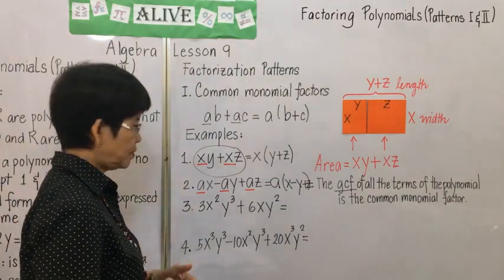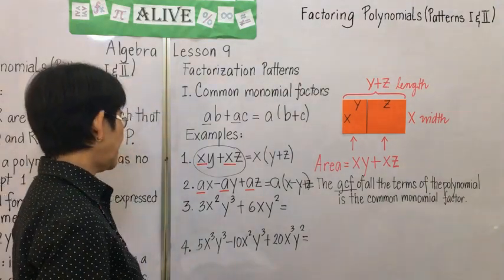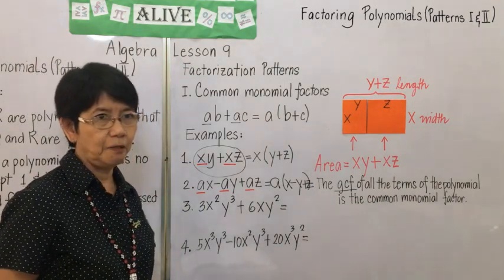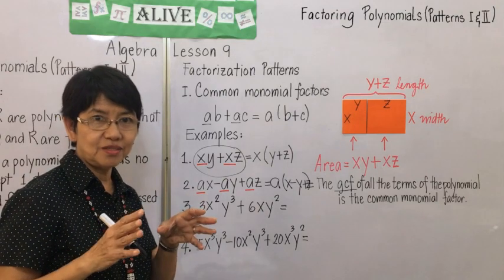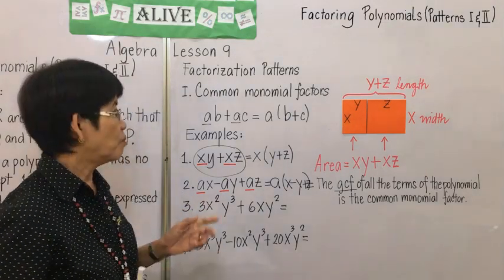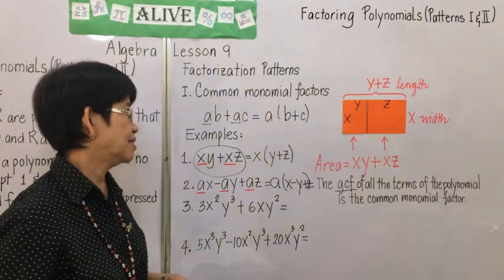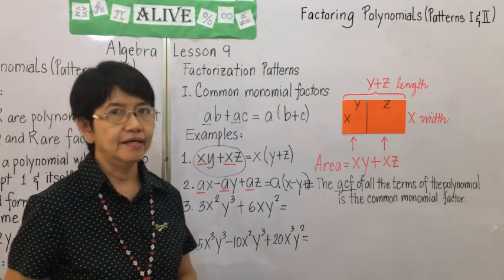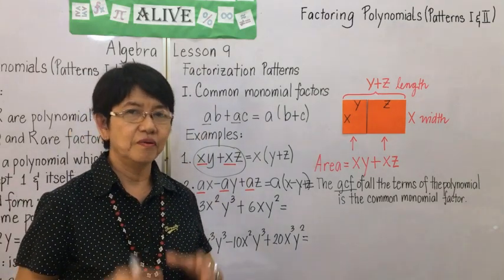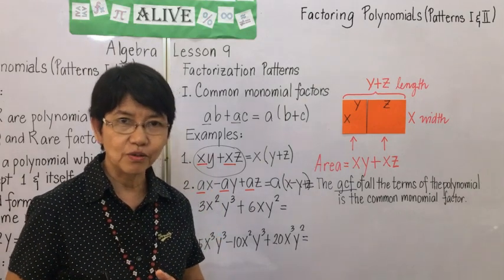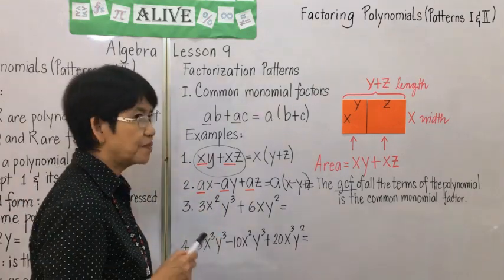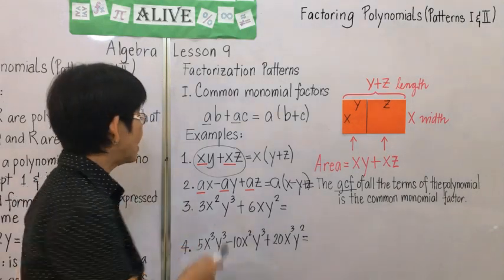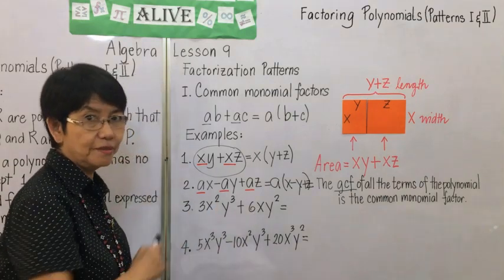Okay, in number 3, we have 3x squared y cubed plus 6x y squared. It is not easy to detect the common monomial factor at first glance, but you have to get the GCF of the terms of the polynomial, and that will be the first factor or the common monomial factor. What is the GCF? It is the greatest number, and this time with the variable that can divide all of the terms or both terms here.